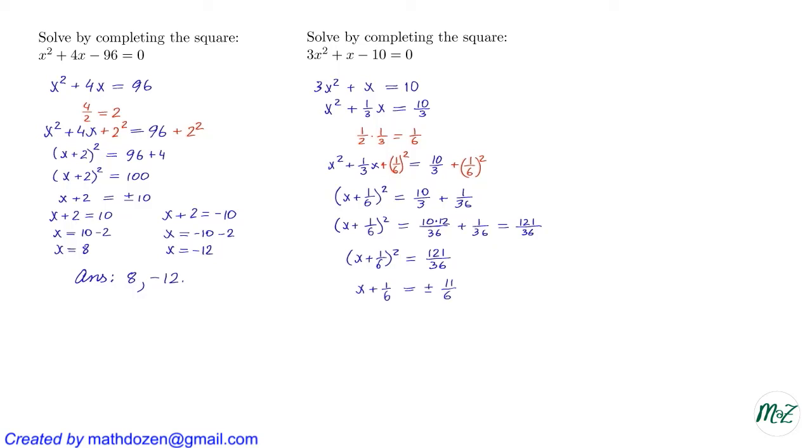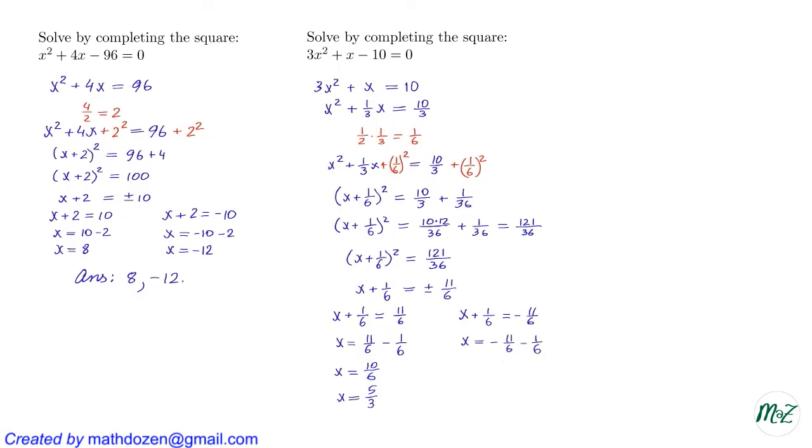Taking the square root of both sides, we end up with x plus 1/6 equals positive or negative 11 over 6. So that splits into two equations. x plus 1/6 equals 11 over 6, and x plus 1/6 equals negative 11 over 6. So going with the left equation, if we subtract 1/6 from both sides, we have x equals 11 over 6 minus 1 over 6. So x ends up being equal to 10 over 6. So that's the same as 5/3.